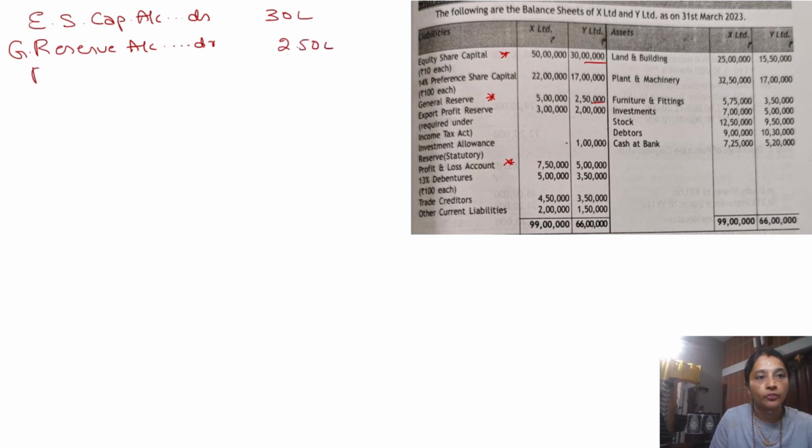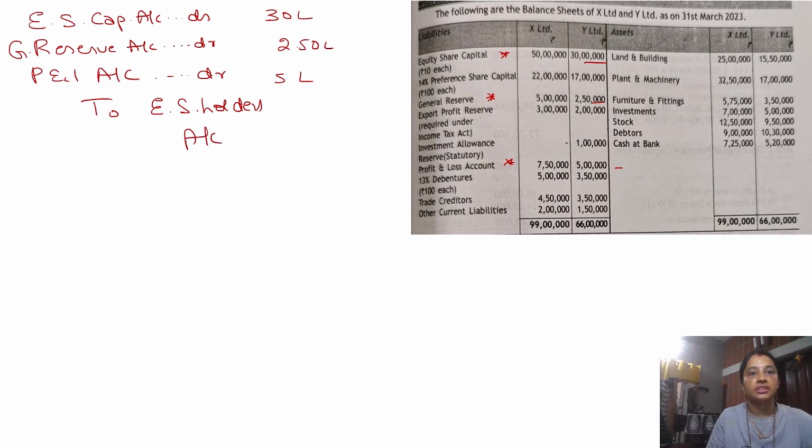2,50,000. Then profit and loss account debit. P&L account balance is 5 lakhs. Transfer all these things to equity shareholders account. Take the total 37 lakhs, 50,000. So being equity share capital, reserves and surplus transferred. So once you transfer, since there are no debit balances or fictitious assets, we will go for final payment to preference shareholders and then final payment to equity shareholders.